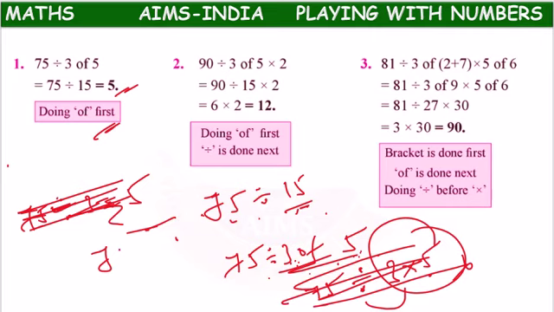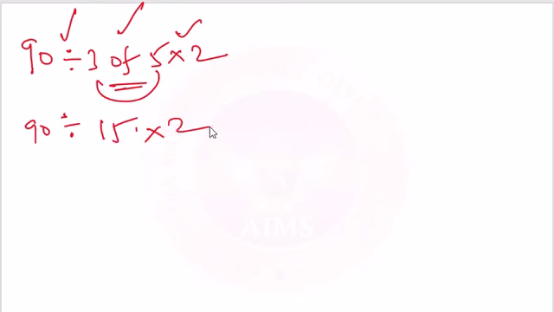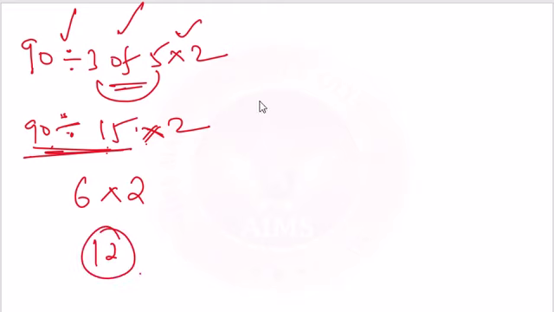Here, what have they given? 90 divided by 3 of 5 into 2. Division and multiplication, so of is to be done first. 3 of 5, 15. 90 divided by 15 into 2. So, this of operation we have done. Next, division, multiplication. Division to be done first. 90 divided by 15, 6 into 2. That equals 12, which is the answer.